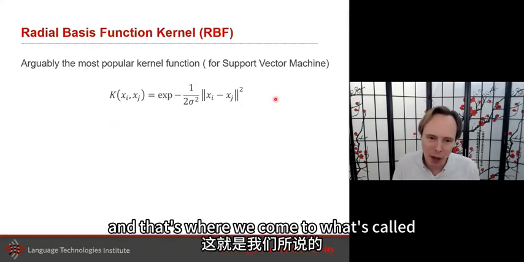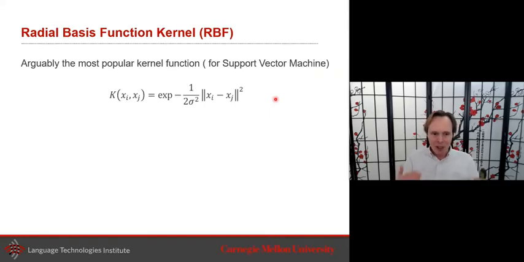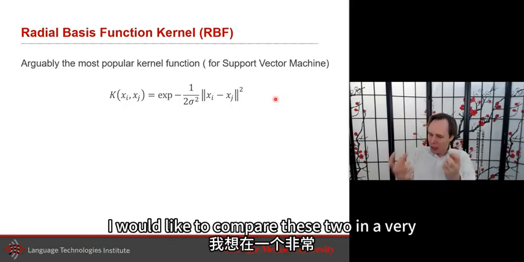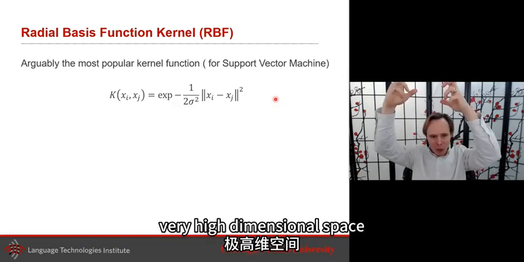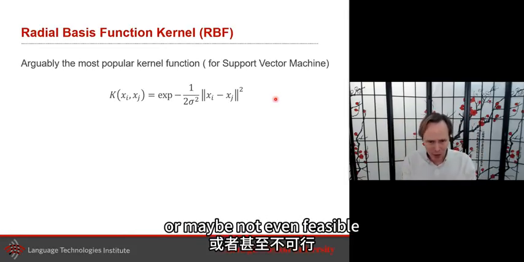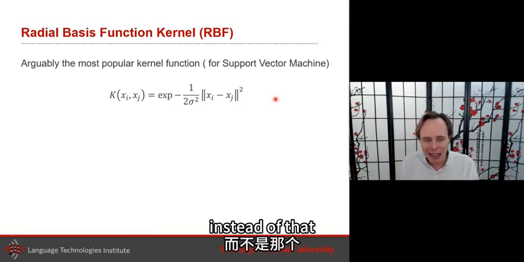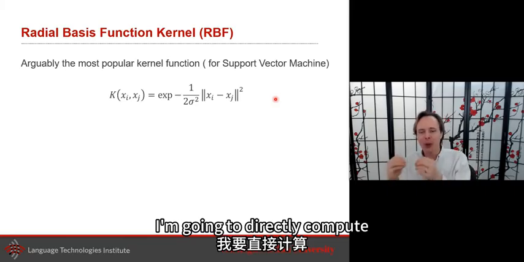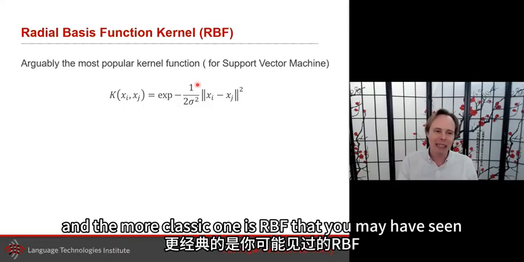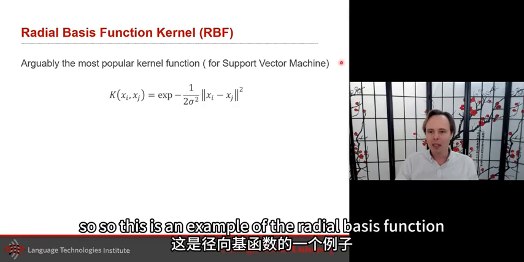And that's where we come to what's called the kernel trick. The kernel trick is really interesting. It's the idea that I would like to compare these two in a very high dimensional space, but doing that would be computationally very challenging, or maybe not even feasible. Instead of that, I'm going to directly compute how similar two samples are. And the more classic one is the RBF that you may have seen before. So this is an example of the radial basis function.